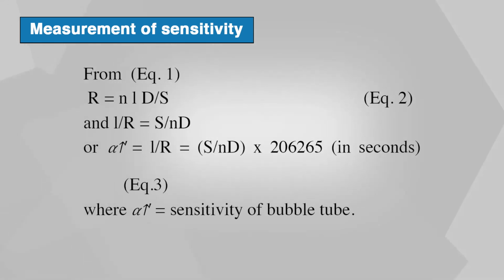From the above equation, we can write R as NLD whole divided by S, and 1 upon R can be written as S upon ND. So, alpha dash, that is sensitivity, can be written as 1 upon R, which will be equal to S upon ND multiplied by 206265, which will be in seconds, where alpha dash is your sensitivity of bubble tube.